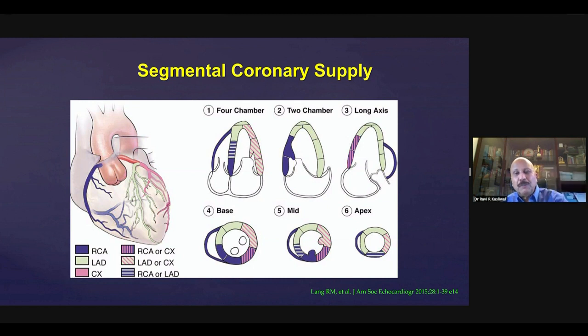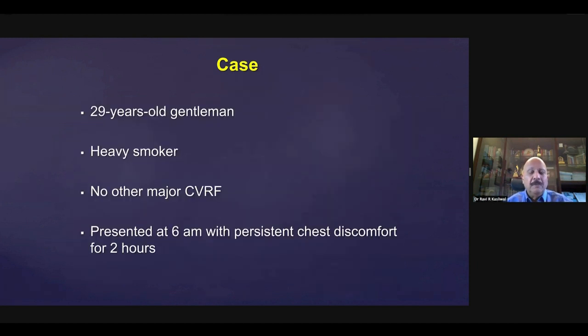So you see the 4-chamber view, the 2-chamber view, the long axis, apex, mid, and the base, and you will get a very good idea as to what you're dealing with. So it is synonymous with CAD. So let us start with the case.